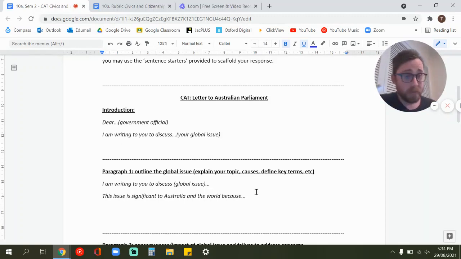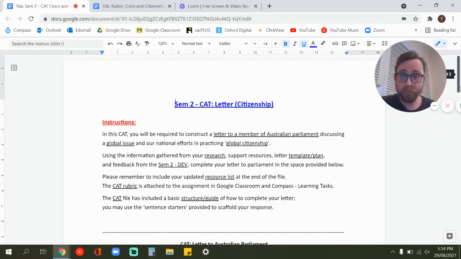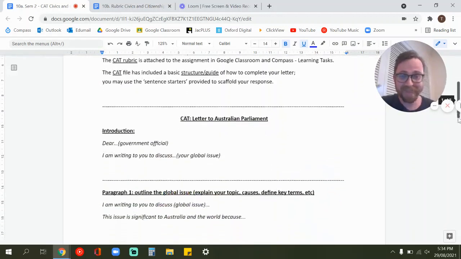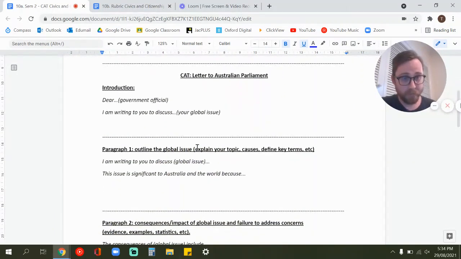So what I might do is just go through each section of the letter. As you can see, it's literally the dev letter template. I've even used the same color scheme. So I'm going to go through each section of this and then talk about what we can improve upon in the dev before going over the CAT rubric in greater detail.